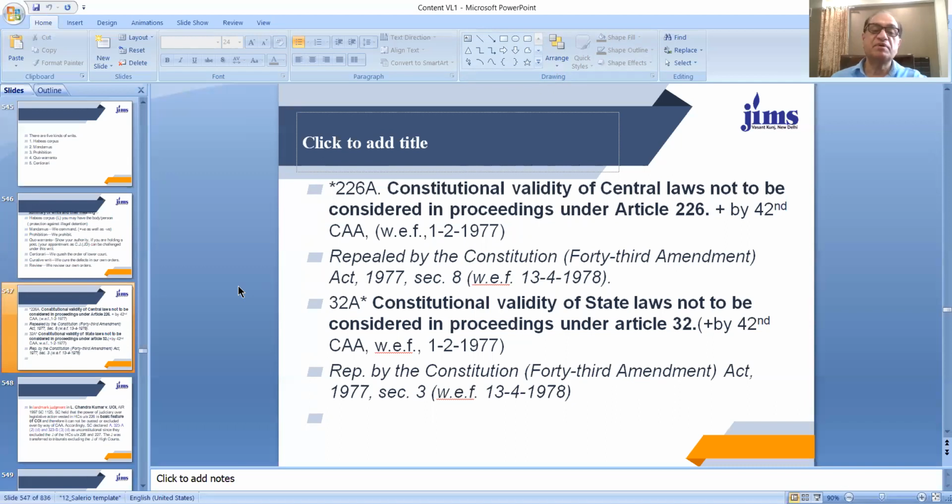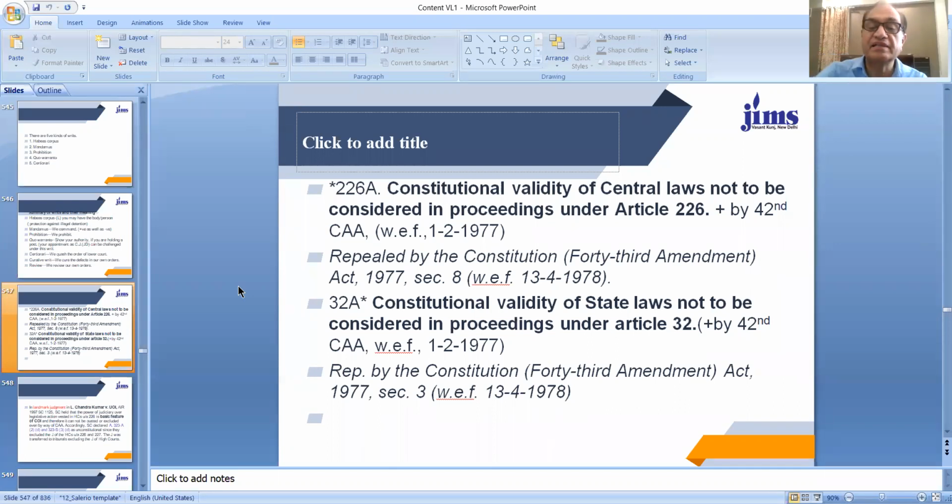Article 226A and Article 32A were added by the 42nd Constitutional Amendment with effect from 1st February 1977. By virtue of Article 226A, the constitutional validity of central laws was not to be considered by the high courts. Likewise, under Article 32A, the constitutional validity of state laws was not to be tested by the Supreme Court under Article 32.